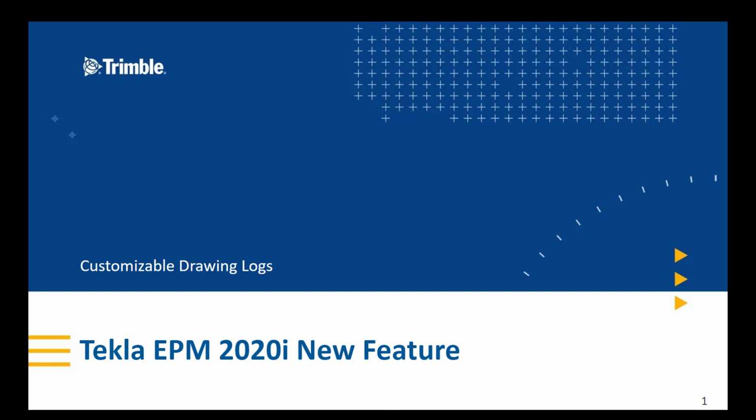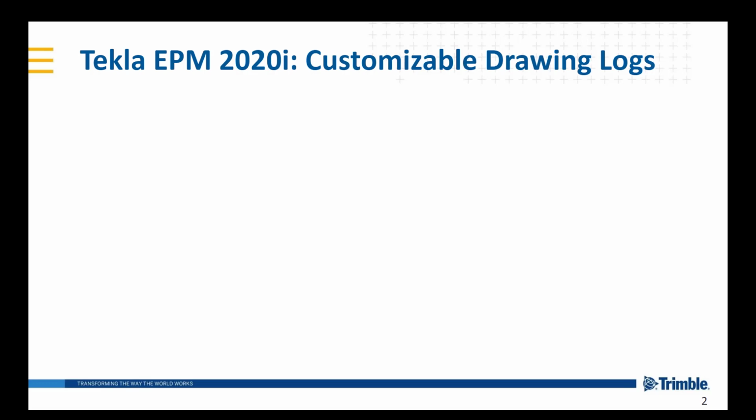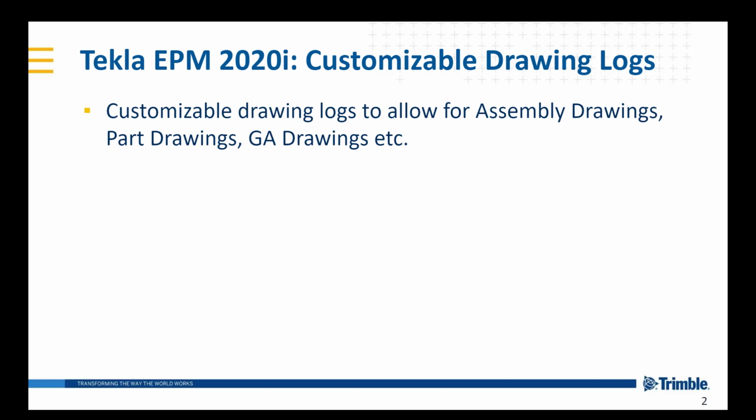Tekla EPM 2020i includes significant enhancements to how drawings are handled in project management, as well as in production control and Tekla EPM Go. Drawing logs are now customizable, allowing for assembly drawings, part drawings, GA or erection drawings, or any drawing type you might need can also be configured.